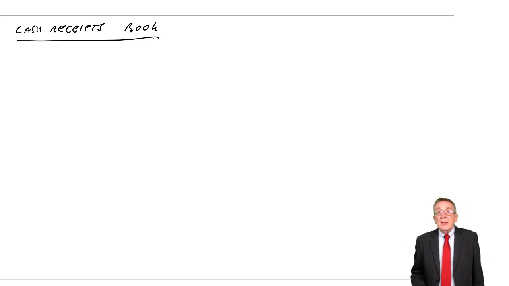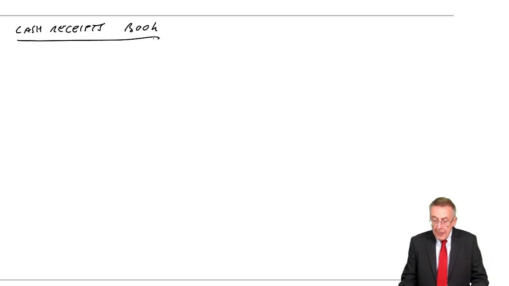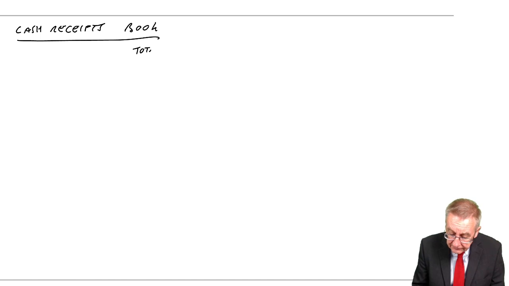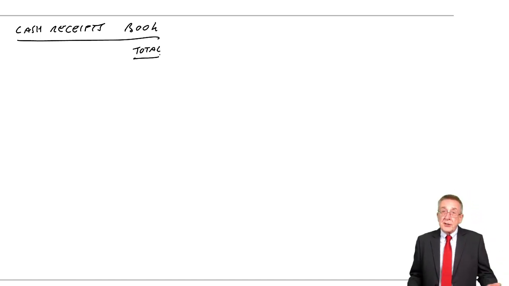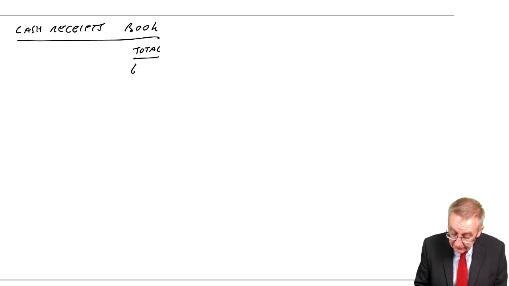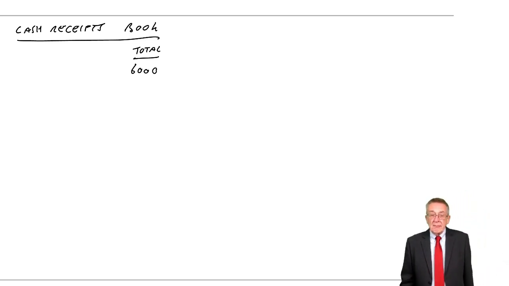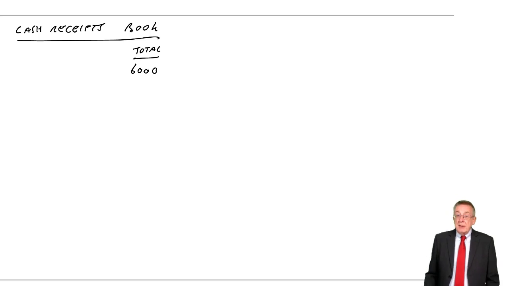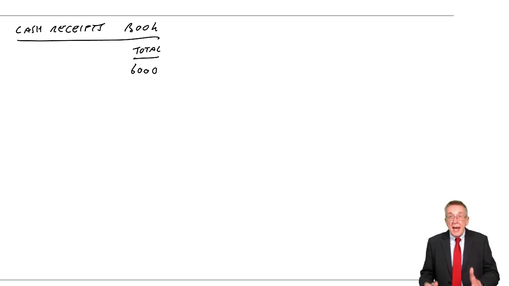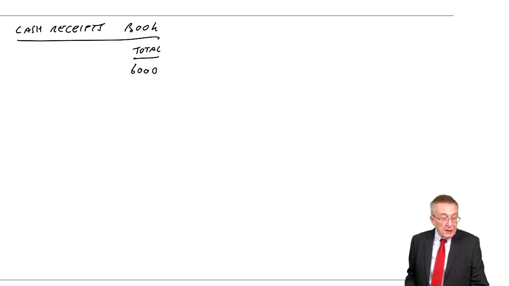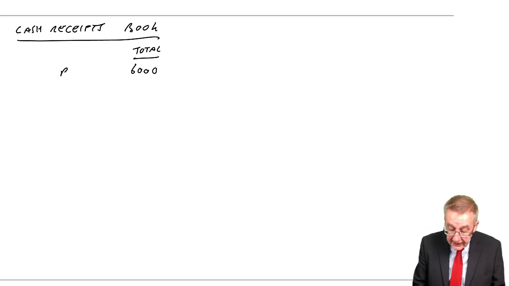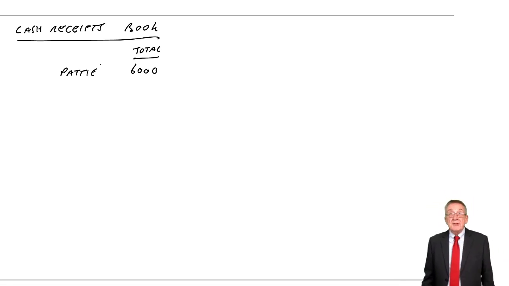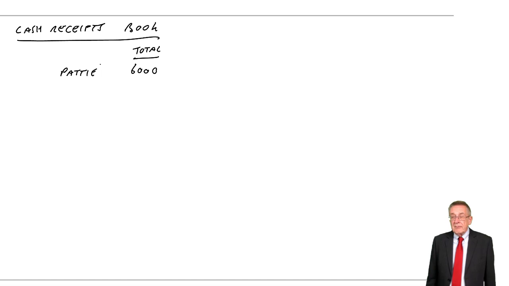But as you'll see, there are actually several columns in this book. We have a column which says total, and the cash we've received, £6,000. We write something against it. Remember, this is only a notebook. There's no debits, there's no credits. It's a note. And write against it in real life, whatever seems sensible. I don't know, it was Patty who paid in the money, I'll write Patty. And of course, every time we receive cash, it'll be listed in this book.